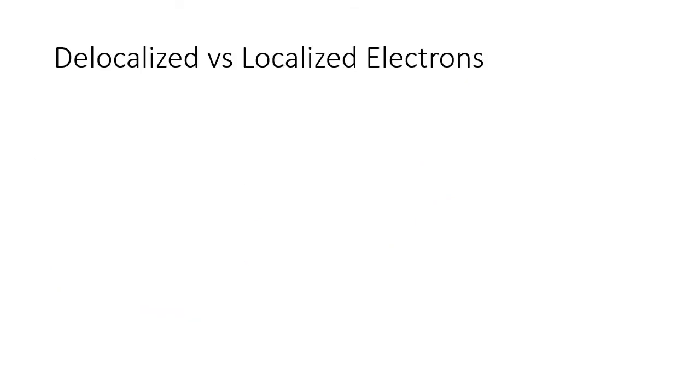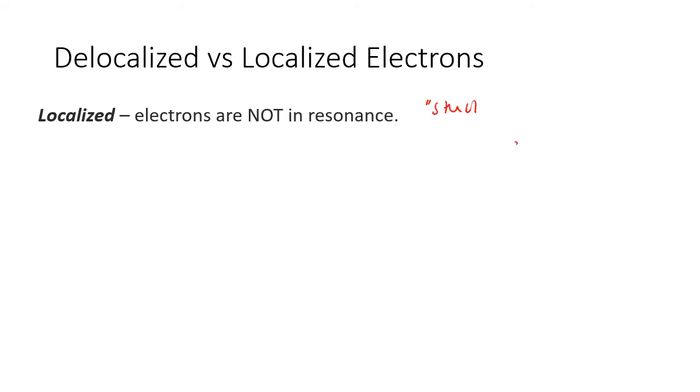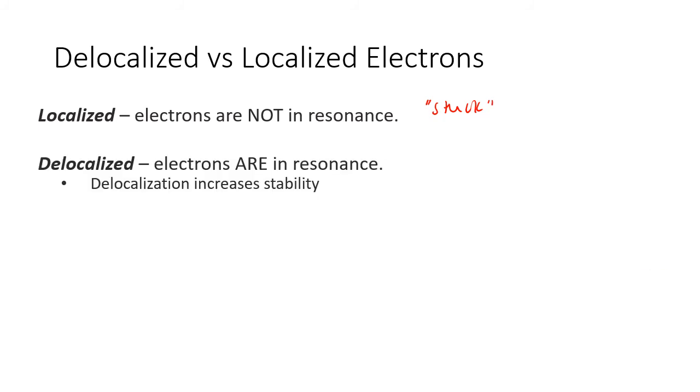So just to kind of wrap up here, we're going to review what delocalized versus localized electrons are, because really that's what resonance is. Localized electrons are electrons that are not in resonance and cannot participate in resonance, because essentially you can think about them like being stuck on the atom that they're on. They have no way to move throughout and participate in resonance. Delocalized electrons are electrons that are in resonance or can participate in resonance. They are not stuck on a specific atom.